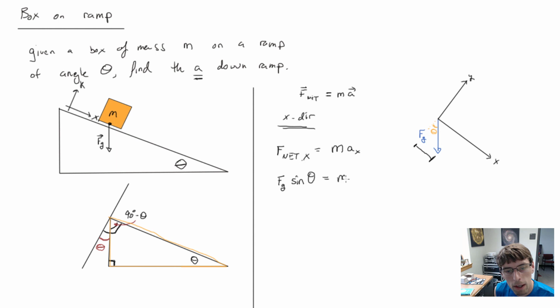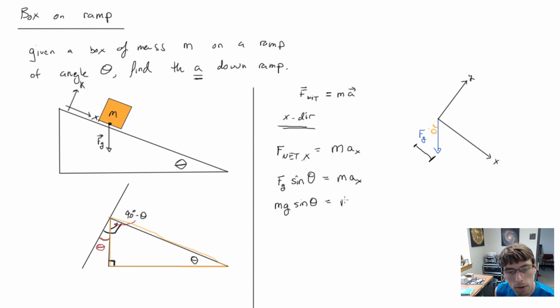That will be equal to m times my acceleration in the x direction. Convince yourself that that makes sense, because we're going to use this again. This comes up a lot, but we'll use it again in the next video. So we have Fg sine of theta. Now, of course, let's use our definition of the gravitational force: mass times the acceleration due to gravity, sine of theta.